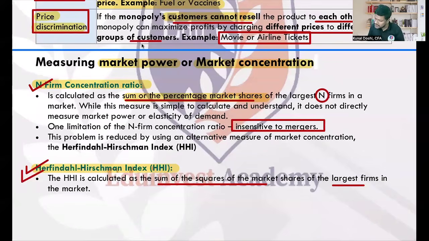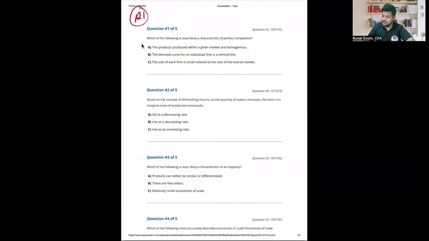But they both lack one thing: they do not take into consideration the market power or elasticity of demand. They both ignore the elasticity, and they only look at absolute market share, right? In the exam, if they ask you to calculate the N-firm concentration ratio for the top 4 firms, whatever the top 4 are, just add their market shares. If they say Herfindahl-Hirschman index, take the square of their market share and then add it. Understood? That is two questions related to it.